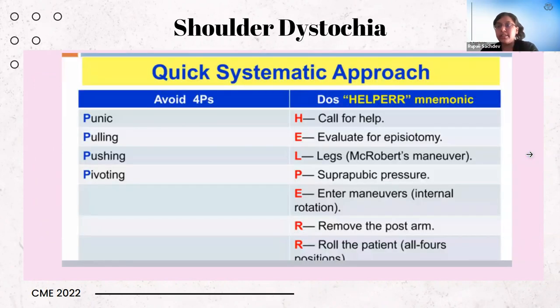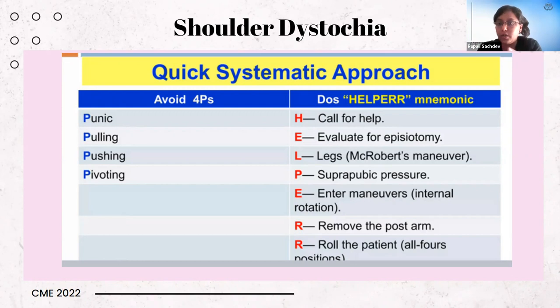Okay, these are very helpful mnemonics to remember what to do when you're faced with such a situation. You have to avoid your 4 P's, that is panic, pulling, pushing, and pivoting. Don't try to push the baby, don't pull the baby. It's not going to help. It's just going to cause more damage. That is logical thinking, that if something is stuck, you pull it out, right? Do not do that. That is not going to help. There are specific maneuvers that are done to help remove the shoulder smoothly so that there are no injuries. We'll look at them in the next slide.